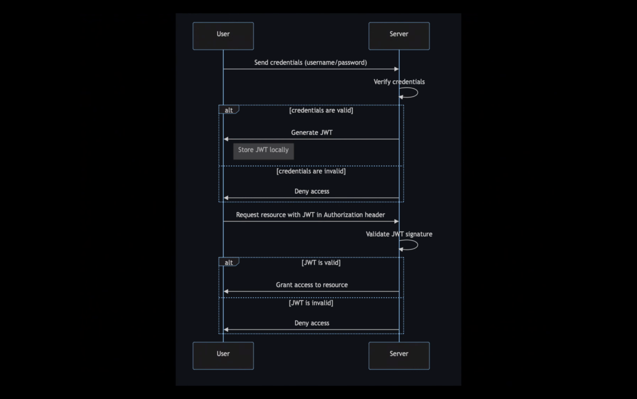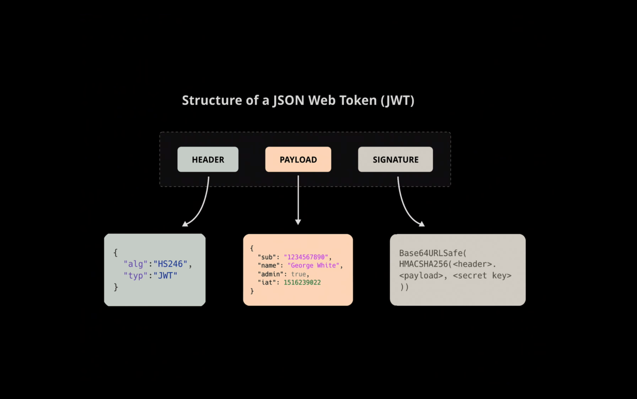JSON Web Token (JWT) is a form of token-based authentication that has gained popularity due to its simplicity and versatility. JWT is a compact, URL-safe token format used to encode claims between two parties, typically a client and a server. A JWT consists of three parts, each separated by a dot. Header: the header typically consists of two parts: the type of token, which is JWT, and the signing algorithm being used, such as HMAC SHA-256 or RSA.